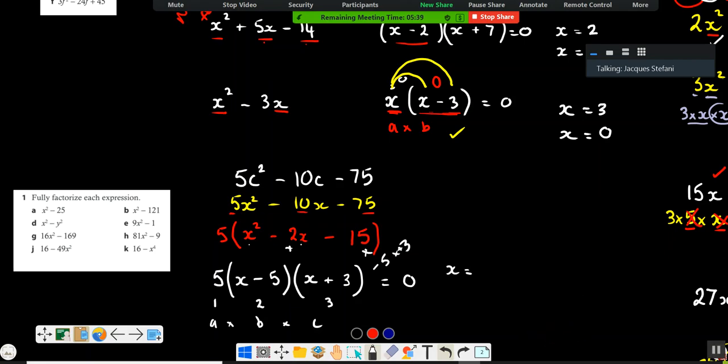X is equal to -3. You want to say 5 is equal to 0, but you know that's not right, don't you? That's it, guys. Because 5 is a constant, it's not got an x in it. It has no impact. If this is 0, doesn't matter what these 2 are. So the only solutions are when the x's are what they are. So we've still only got our 2 solutions. We don't need to do anything with the 5. It doesn't impact anything. That make sense?